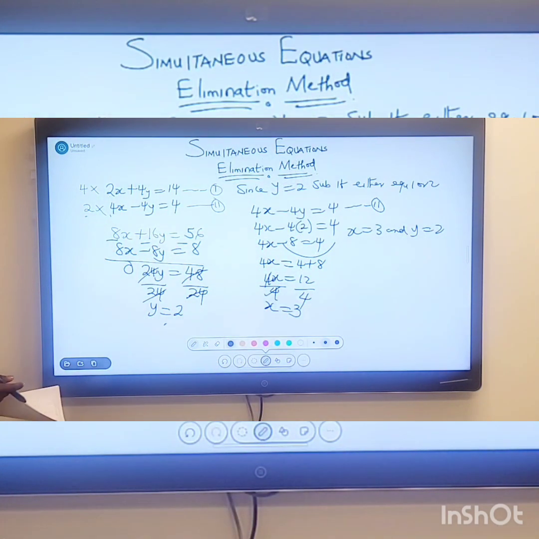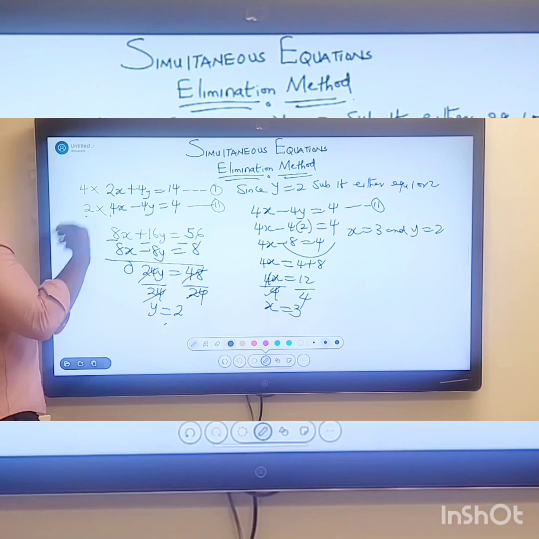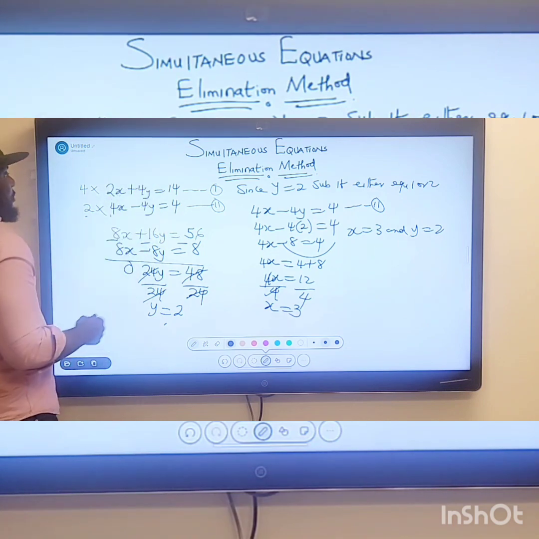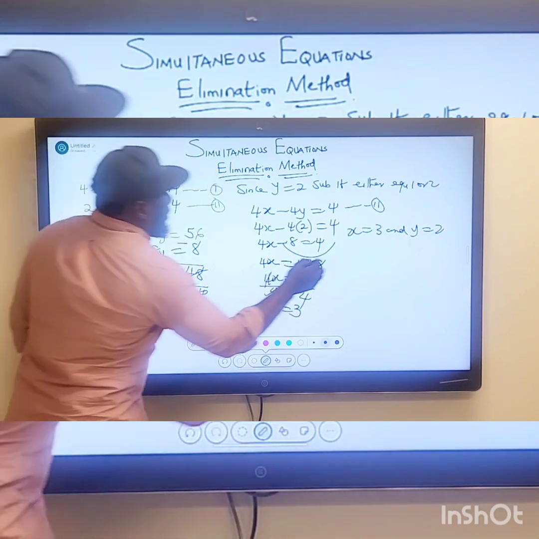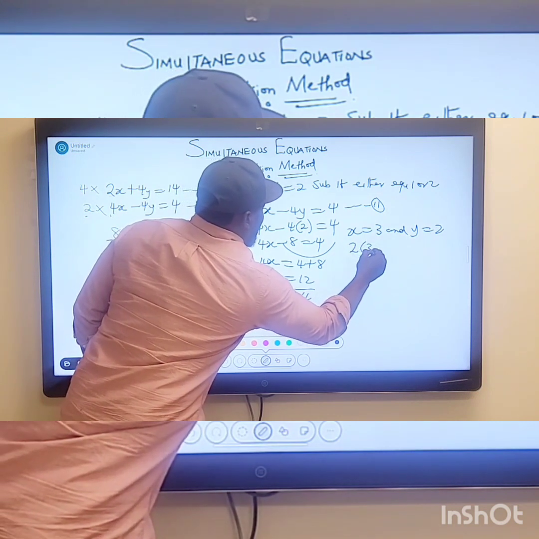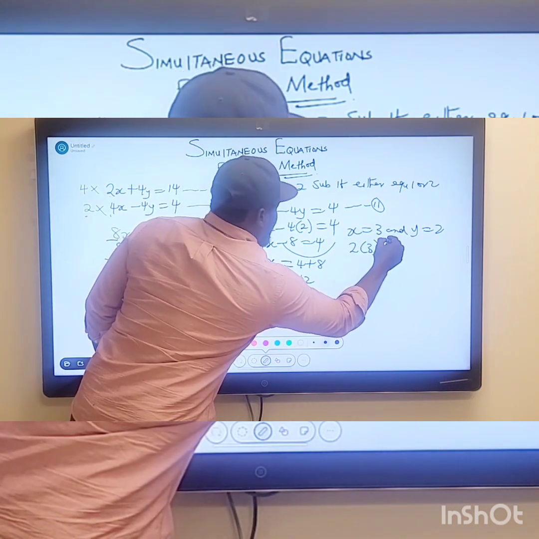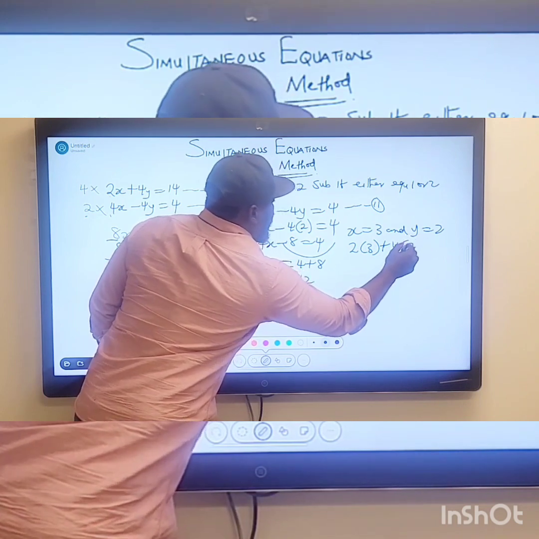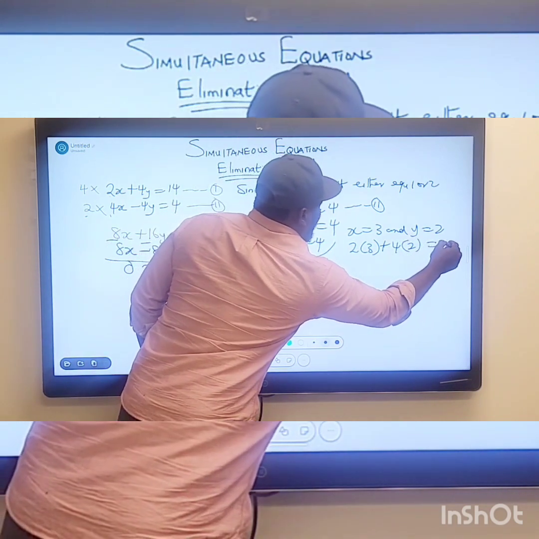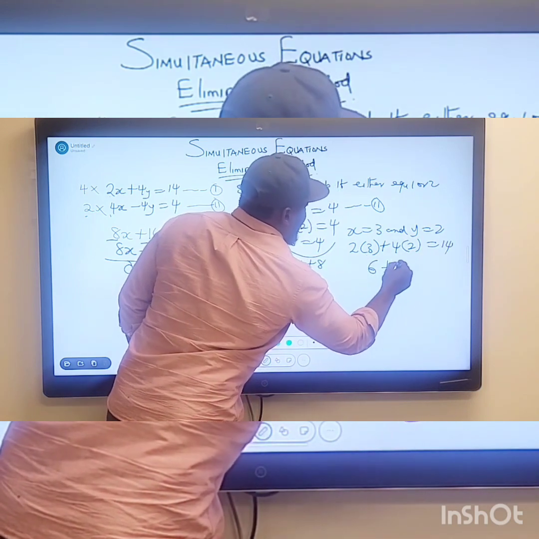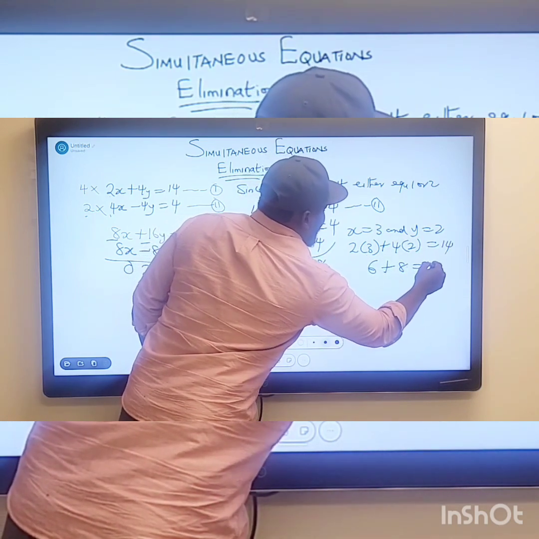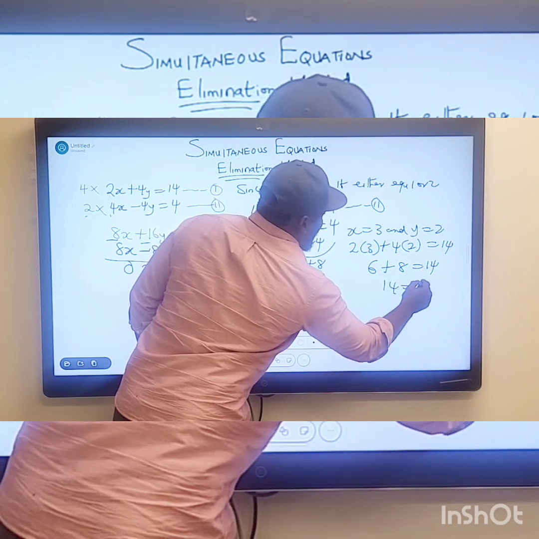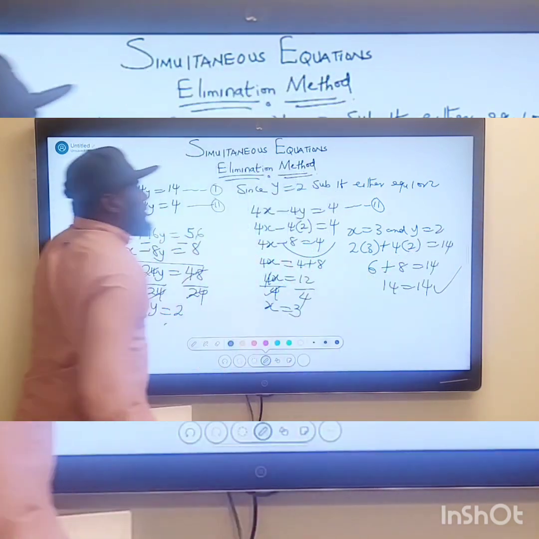Take note, we can check to confirm if our answer is right or wrong. So we just have to substitute them into any of the equations and see whether we have the equal sign. So you have 2 times 3 plus 2 times 2, and they say equals 14. So 6 plus 8 means 14 equals 14. That means we are right.